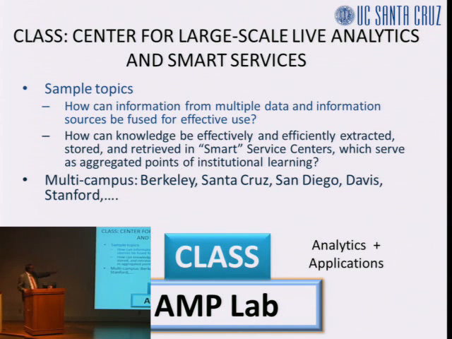By the way, we've got partners from multiple campuses, not just UC, of course. I'm glad Mike is here. A bunch of people from Berkeley, Santa Cruz, San Diego, Davis. We are looking at healthcare and so on, Stanford and so on.